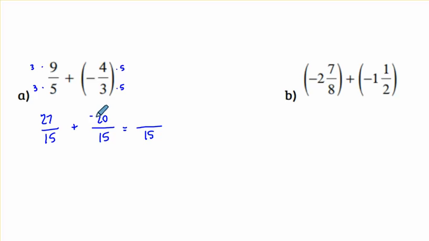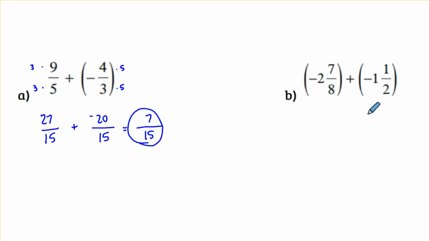Since the signs are different, this is positive, this is negative, we find the difference, which means we subtract. 27 take away 20 is 7, and it keeps the sign of the bigger number, which is positive. So that's our answer here.